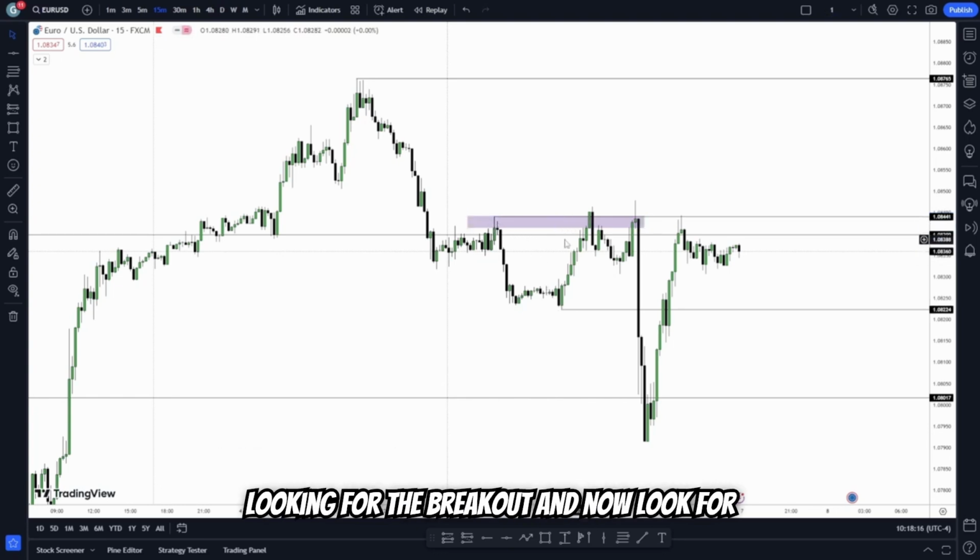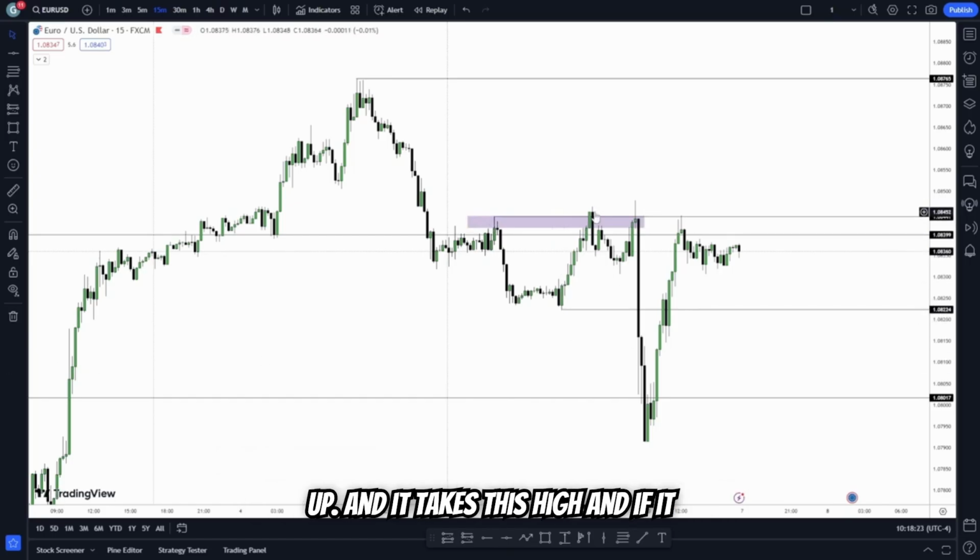Okay, we're looking for the breakout, and now look for the false breakout. So when price goes up and it takes this high, and if it gives a quick movement towards the downside, okay, because it will be really quick, it will not take too much time. If it goes a little bit above this, there is lots of liquidity, it will push the price towards the downside.